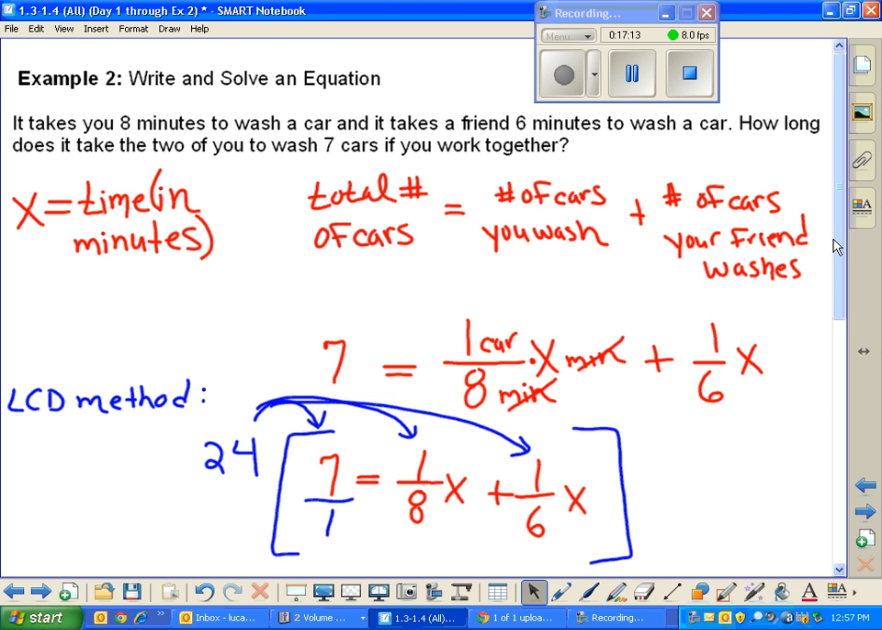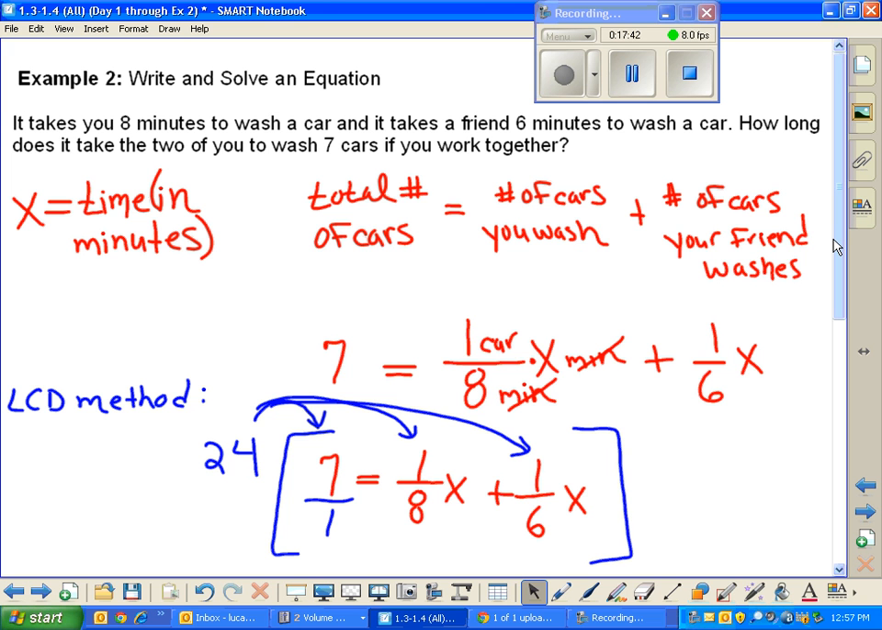Total number of cars was 7. We talked about the 1 car every 8 minutes times the number of minutes I can spend washing a car, plus 1 car every 6 minutes times the amount of time my friend can spend washing the car. And we solved that equation using the LCD method. No issues? Okay, so that was another example of writing one equation in one variable.